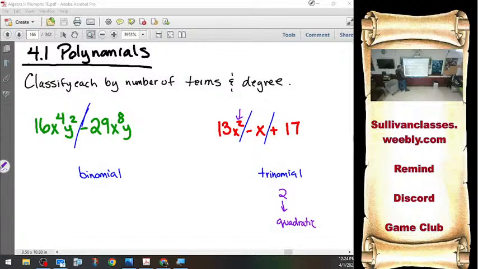This, on the other hand, I'd have to take a little invisible one here. This term has a degree of 9. This term has a degree of 6. The larger of the two is 9, so it is a degree 9. What? The y has a human form.